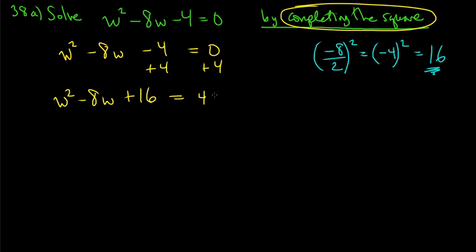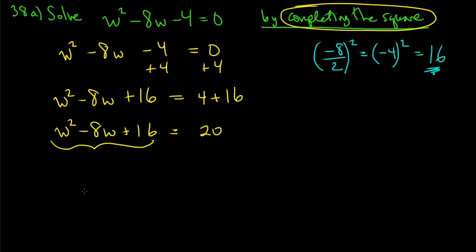Right, so w squared minus 8w plus 16 is equal to 20. So the whole point for doing this is that now we can factor this. Right? This factors as w minus 4 times w minus 4, or better yet, w minus 4 squared.